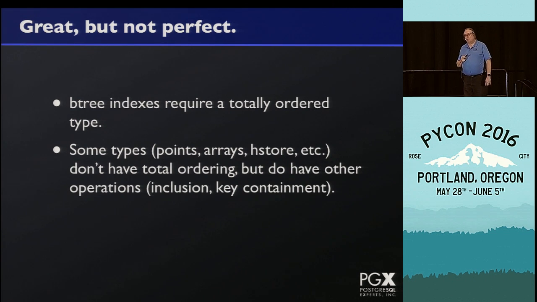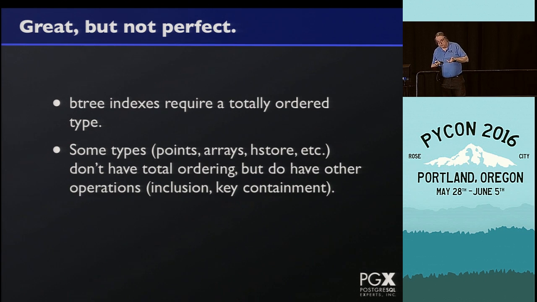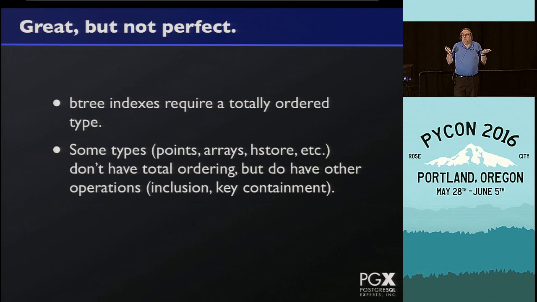But think about a point or a range. What does it mean for one point to be greater than or less than something else? You could sort of concoct semantics for that, say, well, we'll compare the first value and the second value. But semantically, that doesn't really mean anything. They're just points in space.